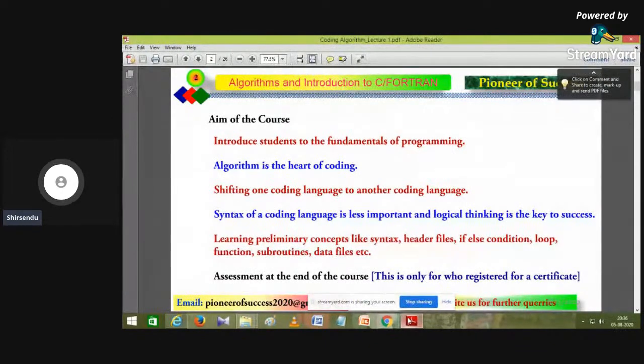In the last we'll do an assessment, and this assessment will be done for the people who have registered for the certificate.